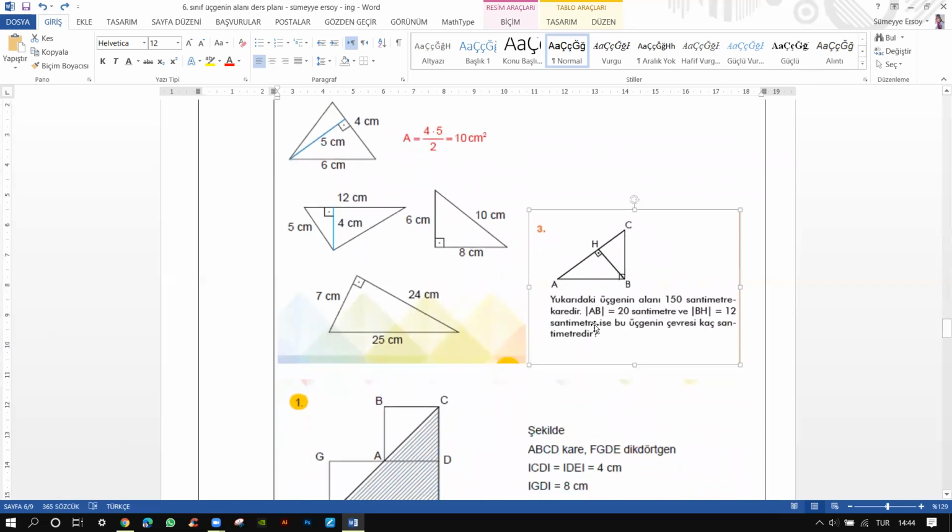The other question is different from the others for them, because area is given, but the length of the sides are not given, which are this and this. And they should explore that they should use two different heights to find the length and the circumference.